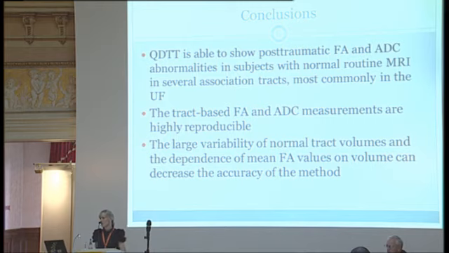As conclusions, quantitative diffusion tensor tractography is able to show post-traumatic FA and ADC abnormalities in subjects with normal routine MRI in several association tracts, most commonly in the uncinate fasciculus. In our study, with most of the patients Glasgow outcome scale between 5 and 7, we did not find any correlation between FA decline and outcome, which was actually expected because outcome for all the patients was quite similar.